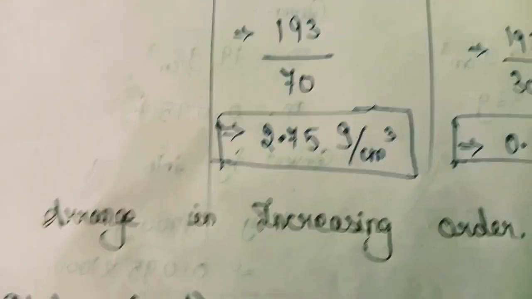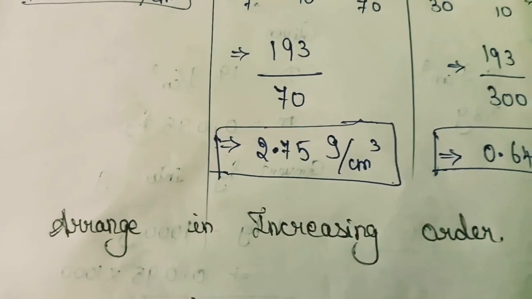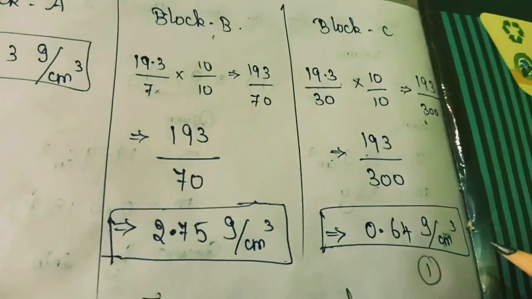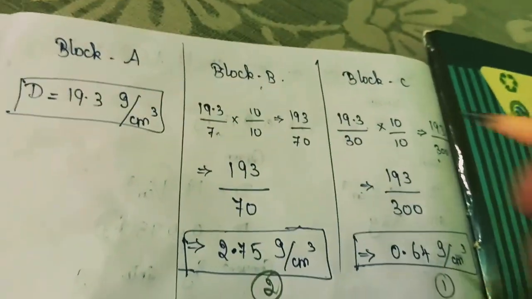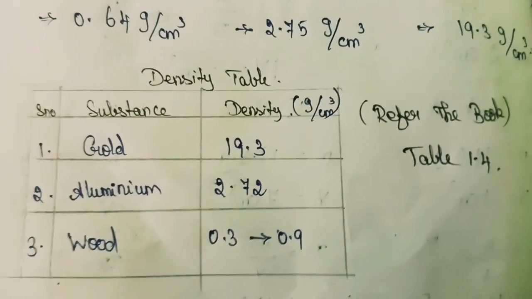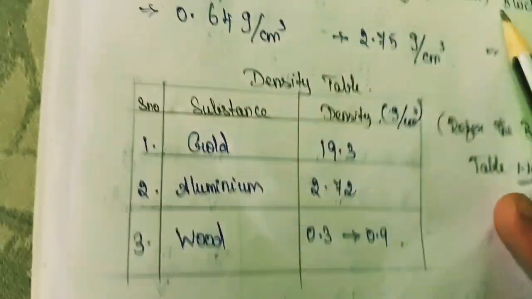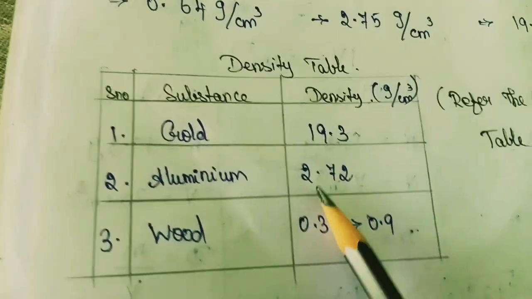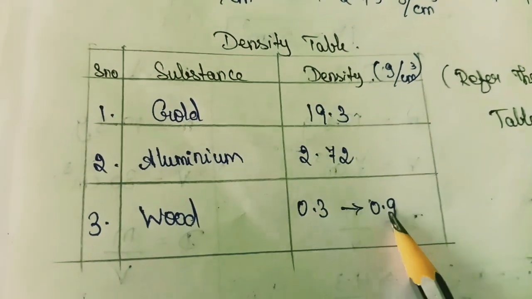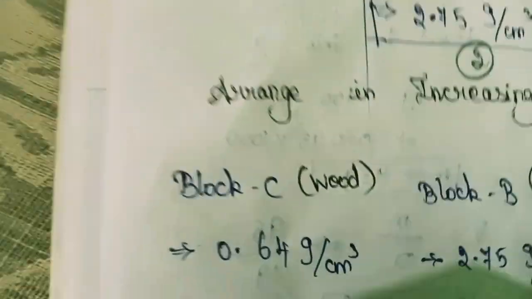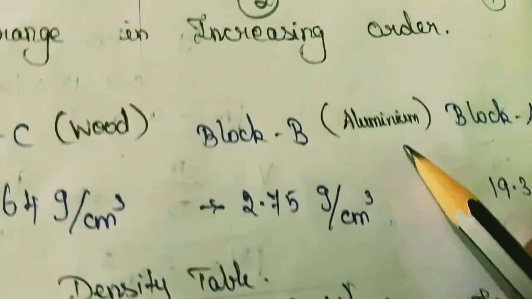In the question, they ask us to arrange these three blocks by density in increasing order. Since it is increasing order, block C will be first, block B will be second, and block A will be third. In your book, they ask us to find what the substance is. So you have to refer to table 1.4 in your Connect with Science book, where I have listed the density of certain materials. 19.3 is gold, 2.72 is aluminium, and 0.3 to 0.9 is wood. So block C is wood, block B is aluminium, and block A is gold. So we solved the problem.